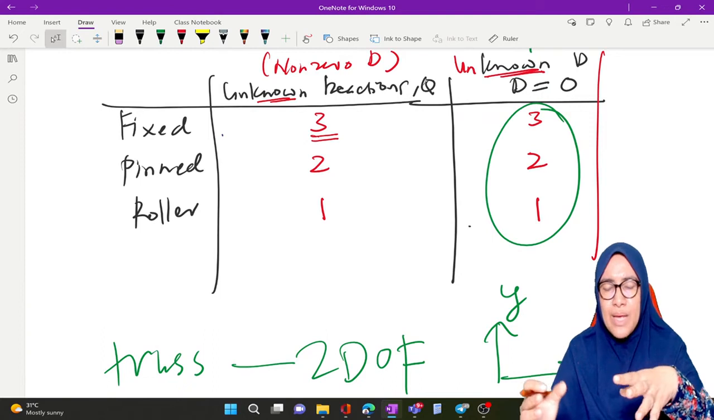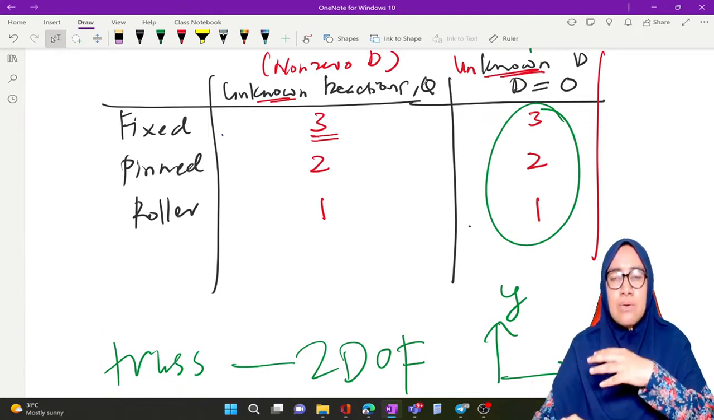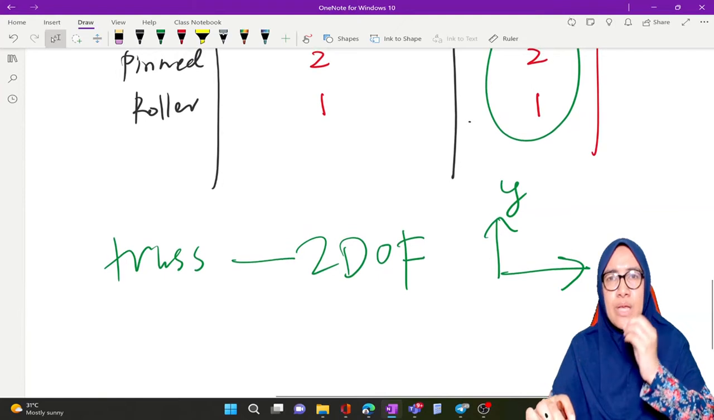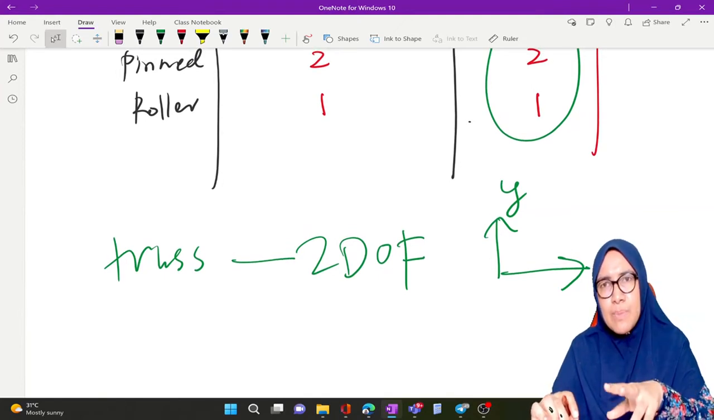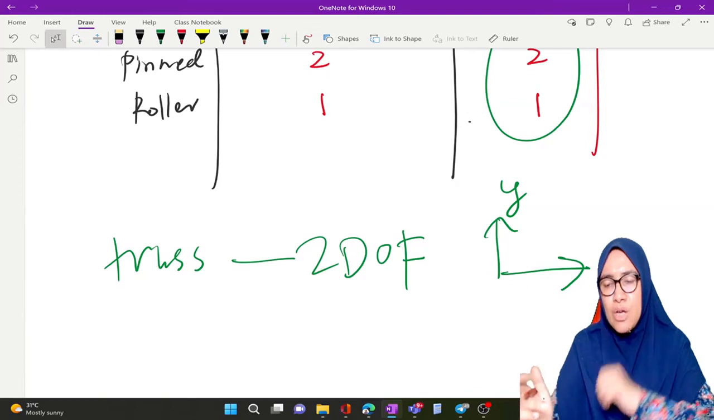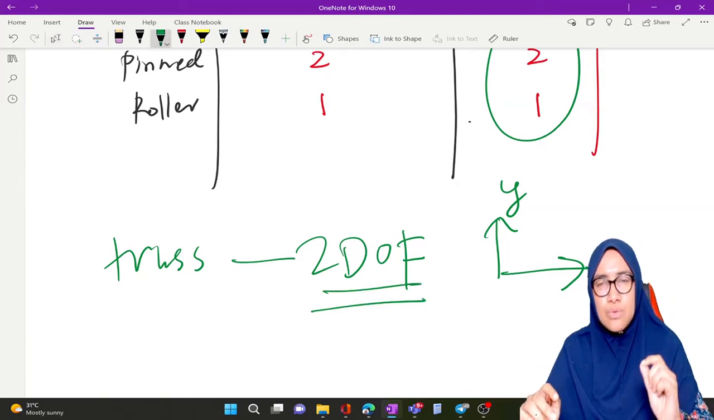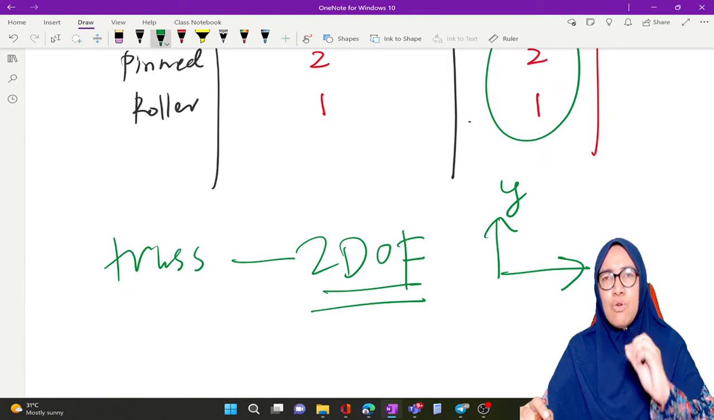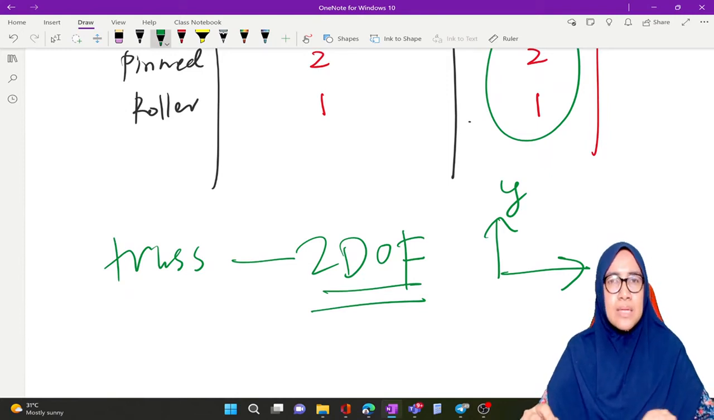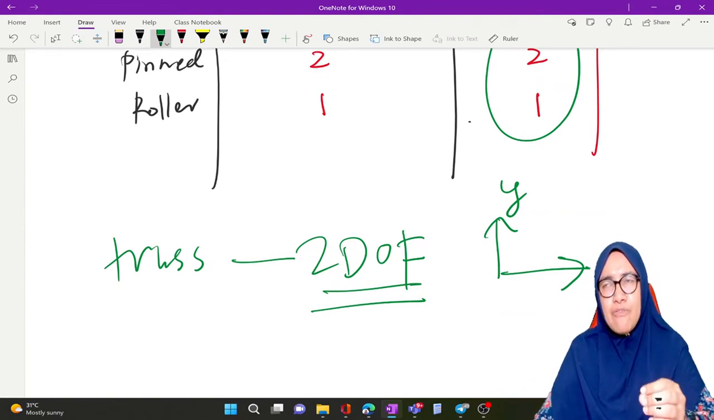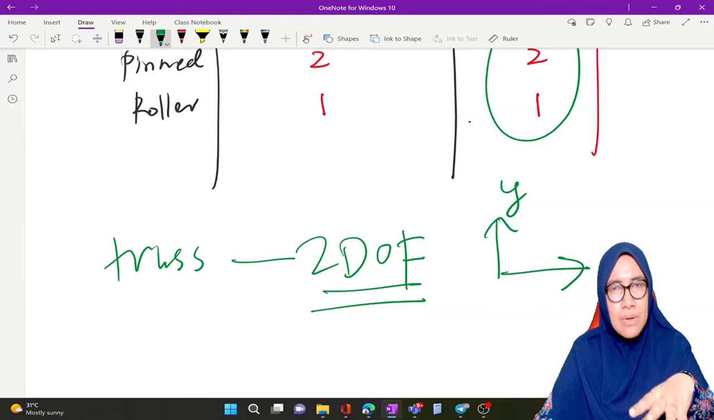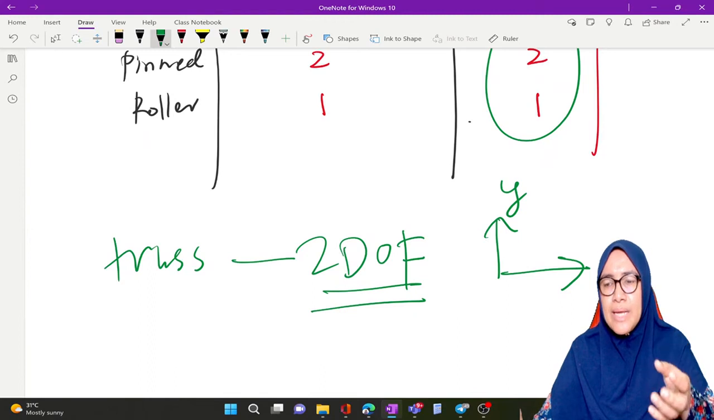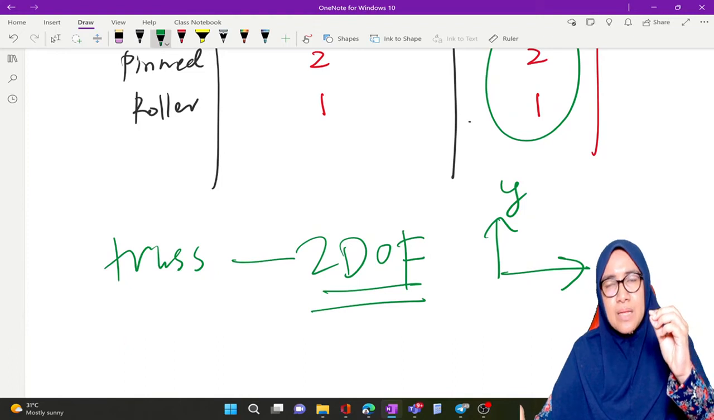However, when we analyze structure by structure, when we analyze truss, we only count displacement or degree of freedom equal to 2. Equal to 2 because we don't calculate moment in truss. Truss has no moment, so we don't need to have a Z component in truss. So we only have 2 degrees of freedom in truss.